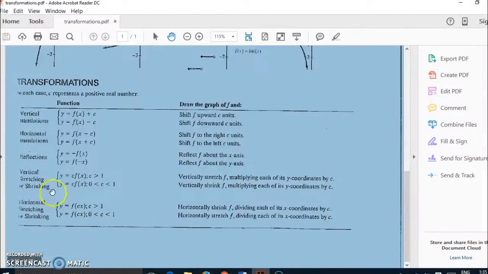It might be a good idea to have that up while you're working through it, and also put that onto your cheat sheet for your test. As you do a bunch of these, you'll start to memorize the situation. If there's a number inside the brackets, it's horizontal, but if it's outside, like in this case, it's vertical. If the number is bigger than 1, we're going to stretch it. If it's greater than 0 but less than 1, like a fraction or a decimal, then we're going to shrink it.